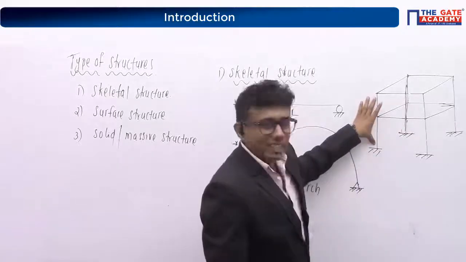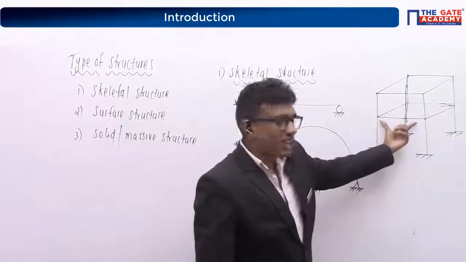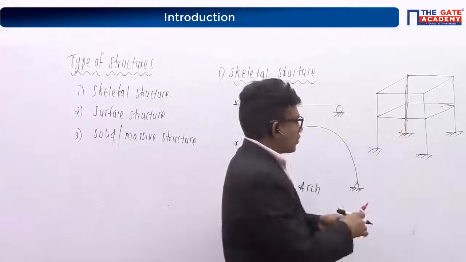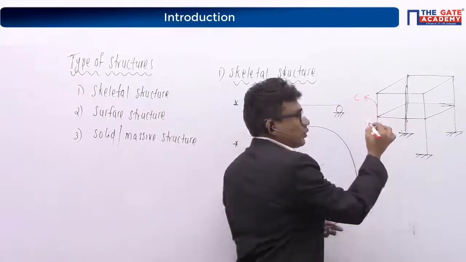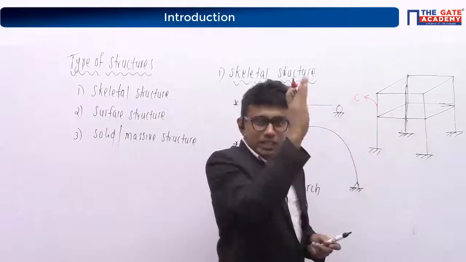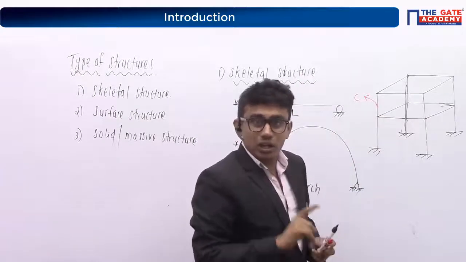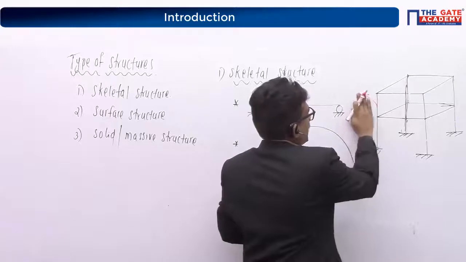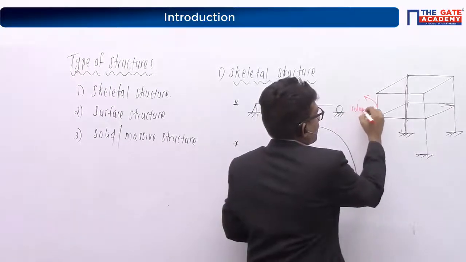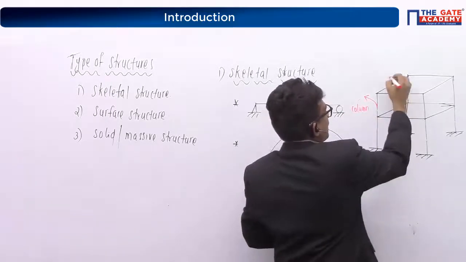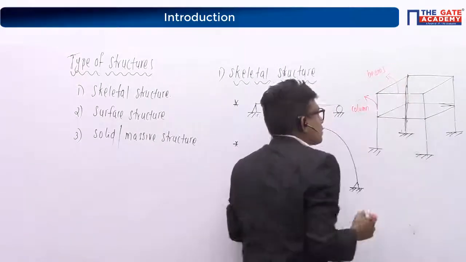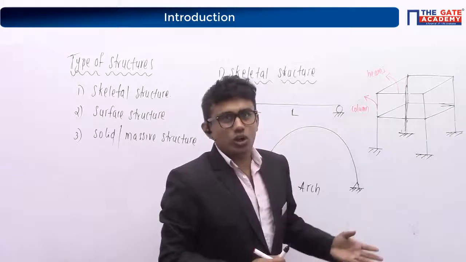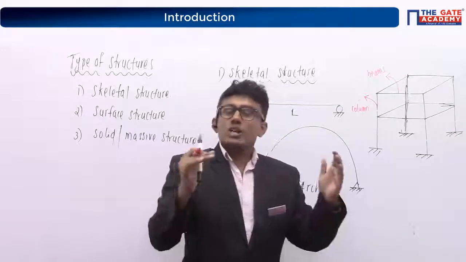You will be having vertical members here and horizontal members here. The vertical portion of this frame is called columns. This vertical portion is our columns. And this horizontal portion is called our beams. It's a combination of columns and beams. That means a frame structure.